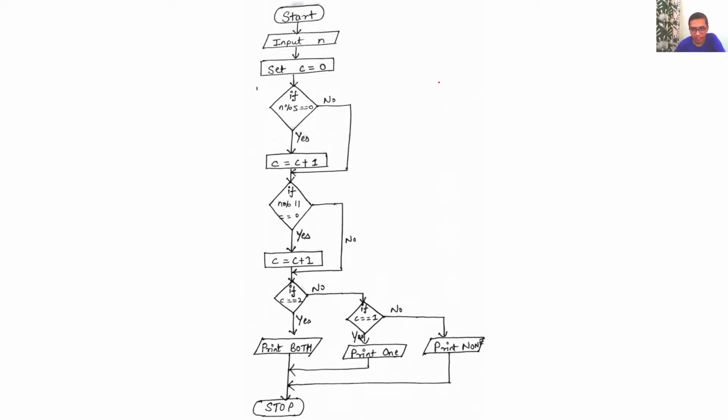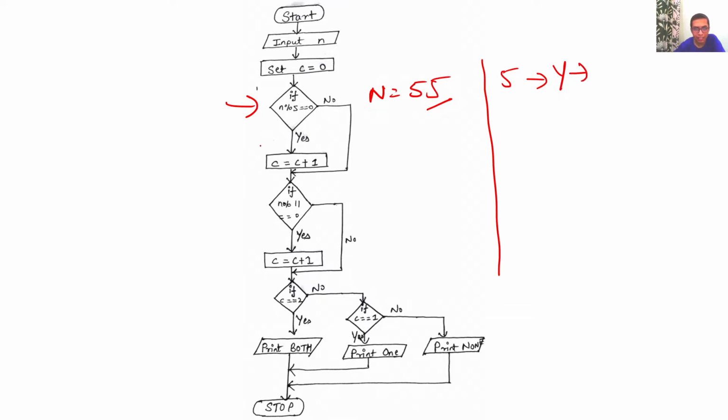So let's take another example, the last example. Let's say n is 55, right? So for this particular case, if n is 55, firstly I'll check whether n is divisible by 5 or not. So is 55 divisible by 5? The answer is yes. So the value of c would be changed from 0 to 1.